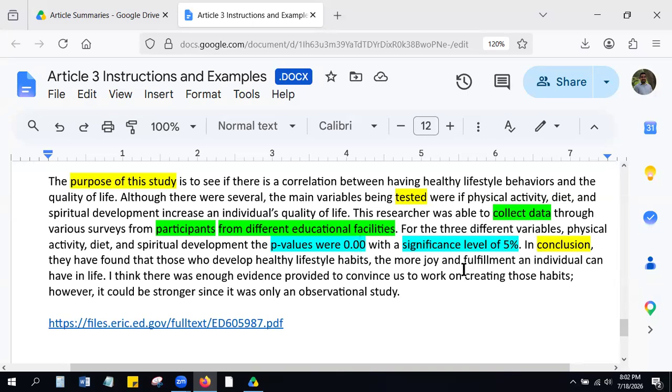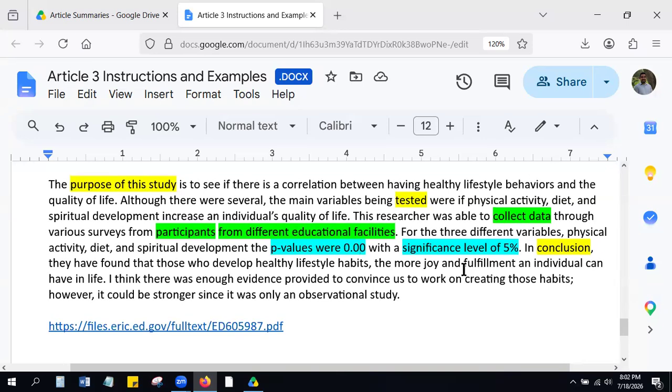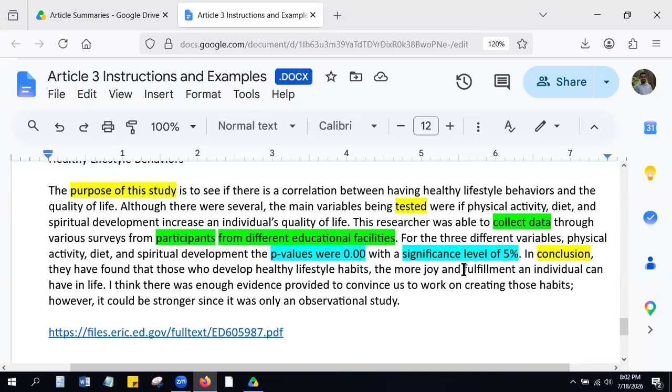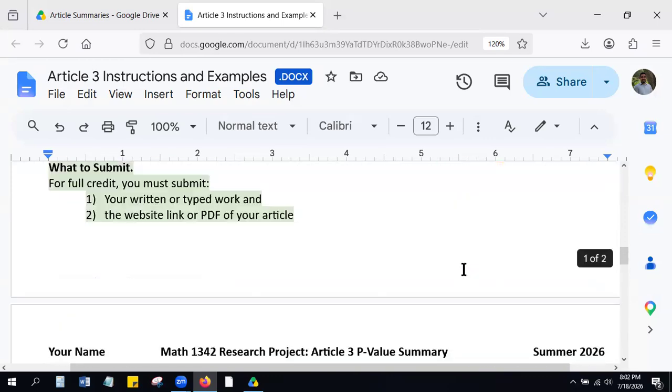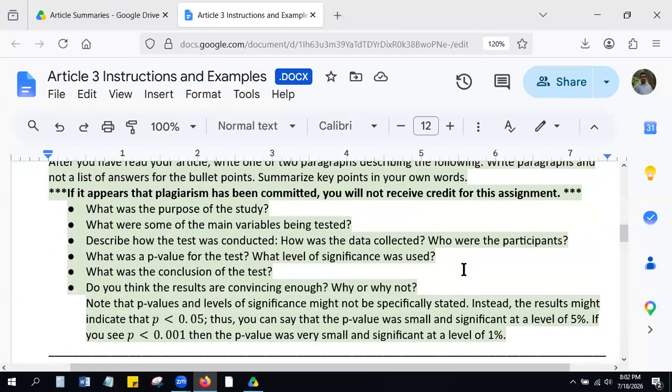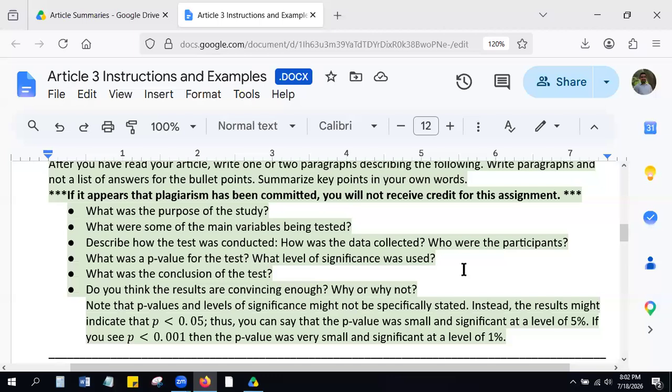Again, you're only doing one Article 3 that has a p-value, but you've got to make sure you mention the p-value, the level of significance, and just do a nice summary of the study. Now, you don't have to highlight it the way that I have it here, but you should be able to find everything that's in these bullet points. And please don't give me a list of bullet points. Write me an actual paragraph when you do this.